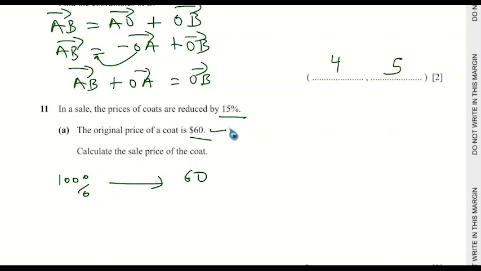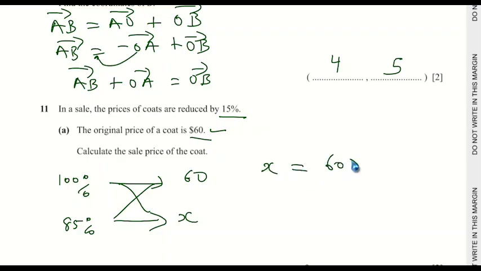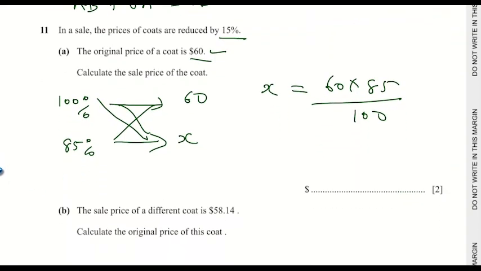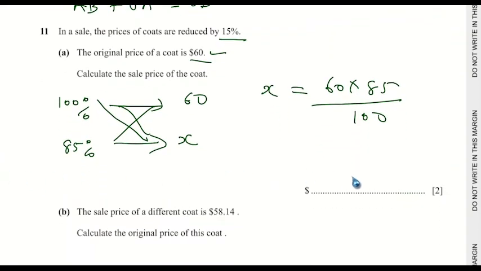So when there is a discount of 15%, that means the price is now at 85%. So we want to know the sale price when the discount of 15% is given. If you cross multiply and make x the subject of the formula, x equals 60 multiplied by 85, then divided by 100. So you cross multiply like this. The final answer will give you $51. So that is the discounted price.